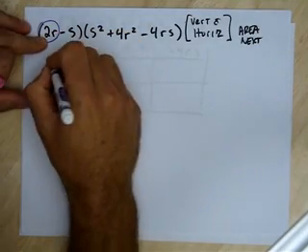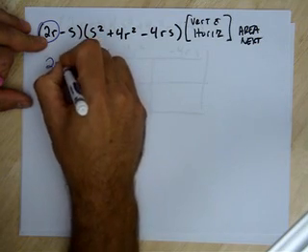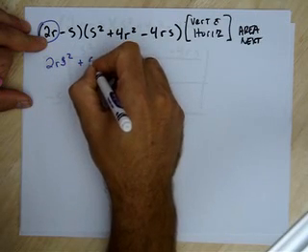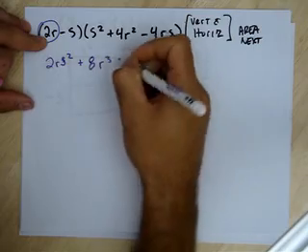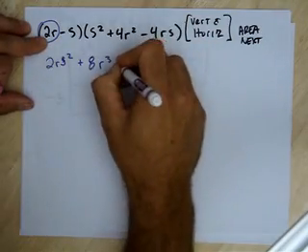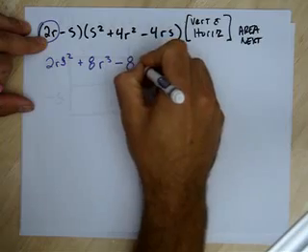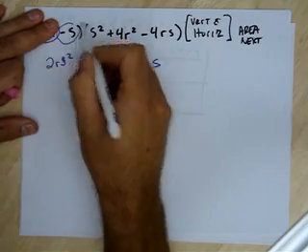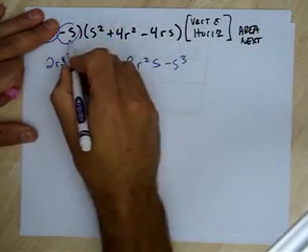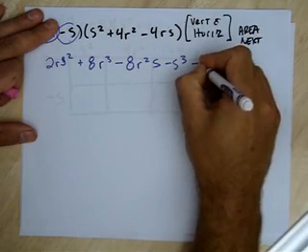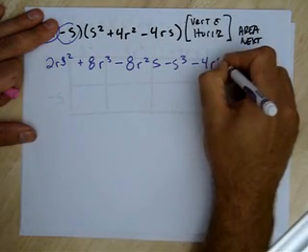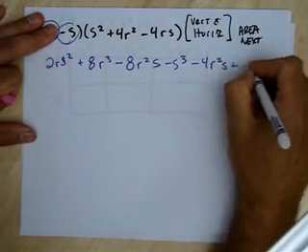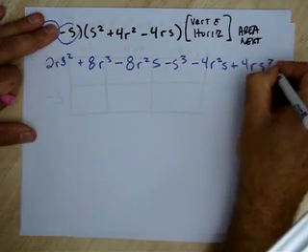2r times s squared is 2rs squared. 2r times 4r squared is positive 8r cubed. And 2r times negative 4rs is negative 8r squared s. Now I'm going to distribute my negative s. Negative s times s squared is negative s to the third. Negative s times 4r squared is negative 4r squared s. And negative s times negative 4rs is positive 4rs squared.